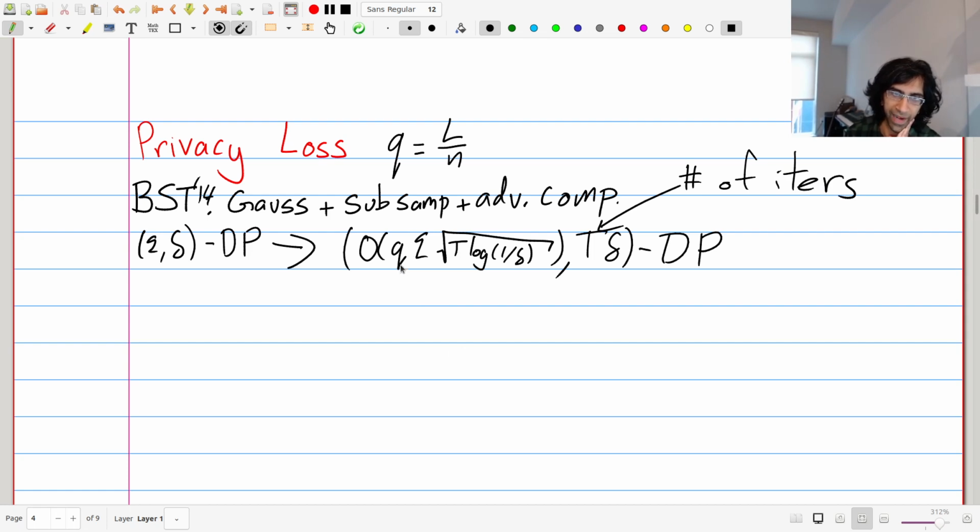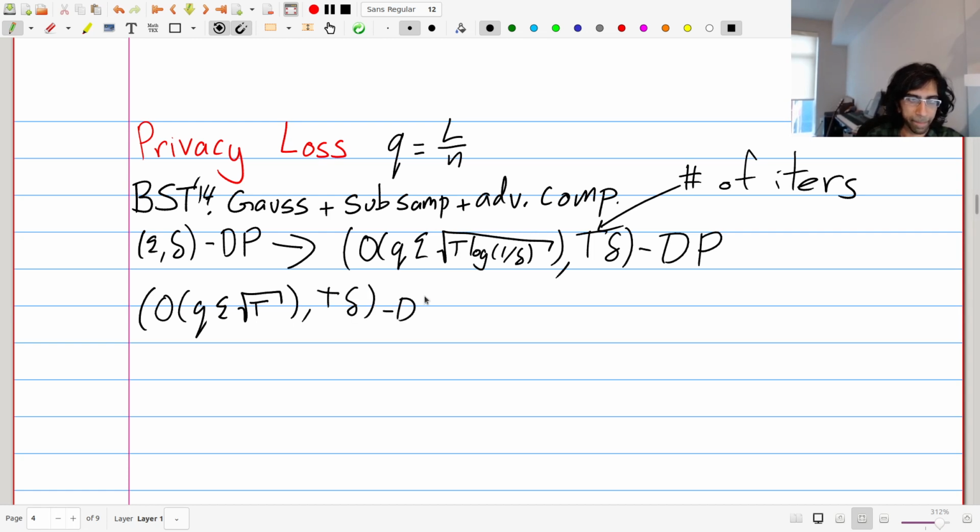Where does this all come from? Well, this factor q here comes from the subsampling amplification that we used, and this root T and this T factor here come from the advanced composition application. So that's pretty good. It's not bad, but in fact, the Abadi et al. paper, the one we're looking at, gives a better way of analyzing this and is able to show something which is O of q epsilon square root T, comma delta DP. Sorry, this is not T delta, it's just delta DP. So you can see the two places this really saves. It saves this log 1 over delta here, as well as this factor T here.